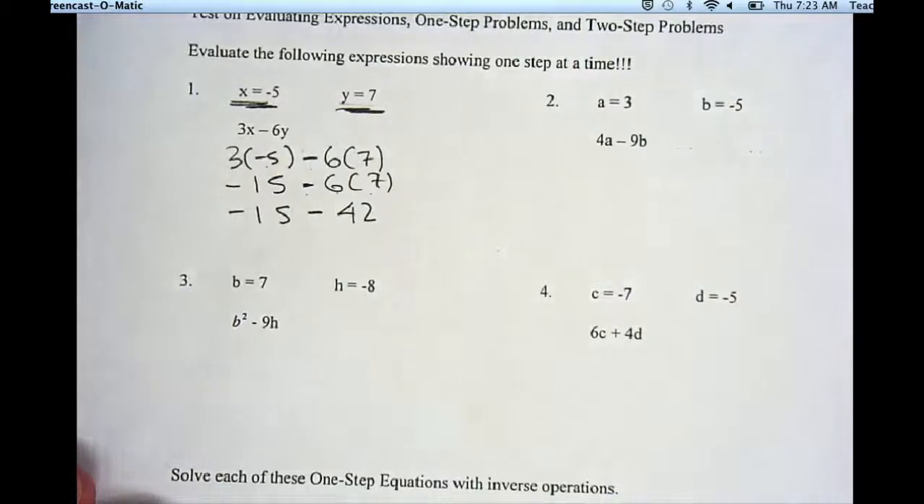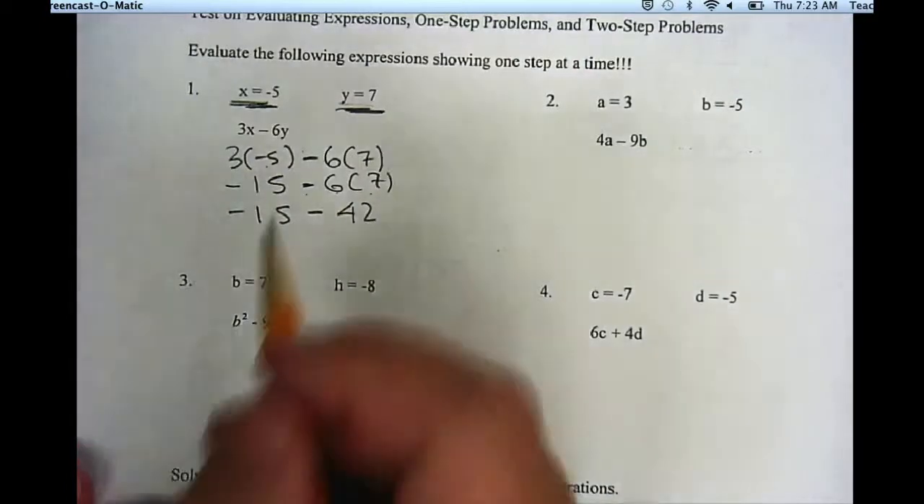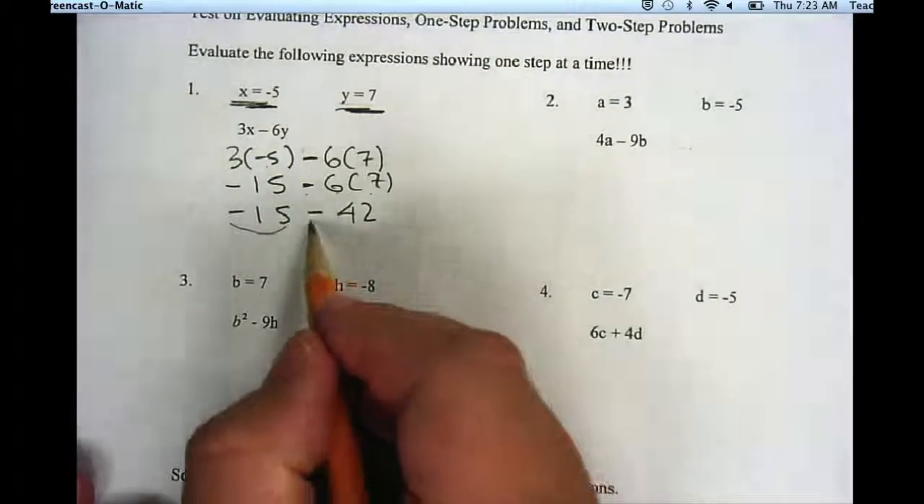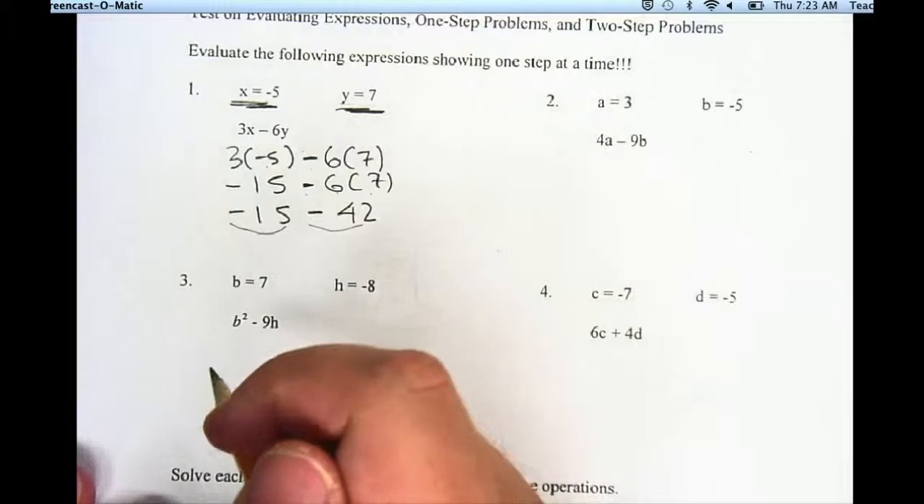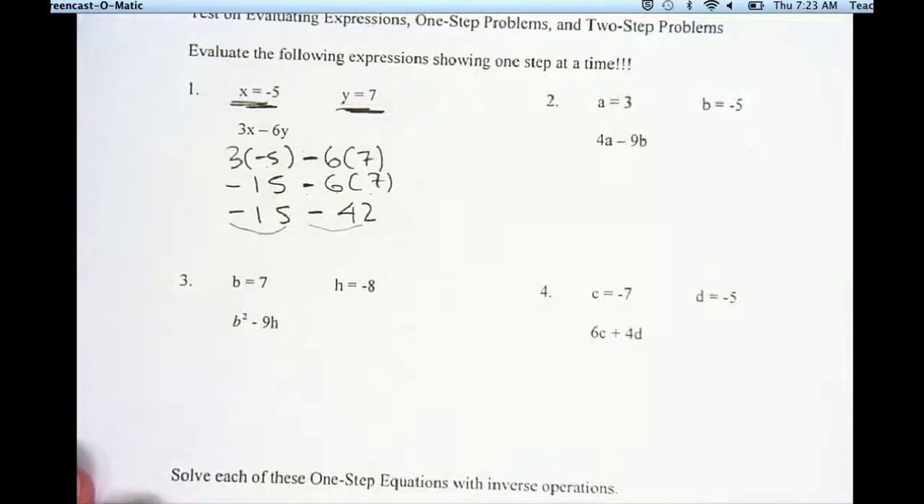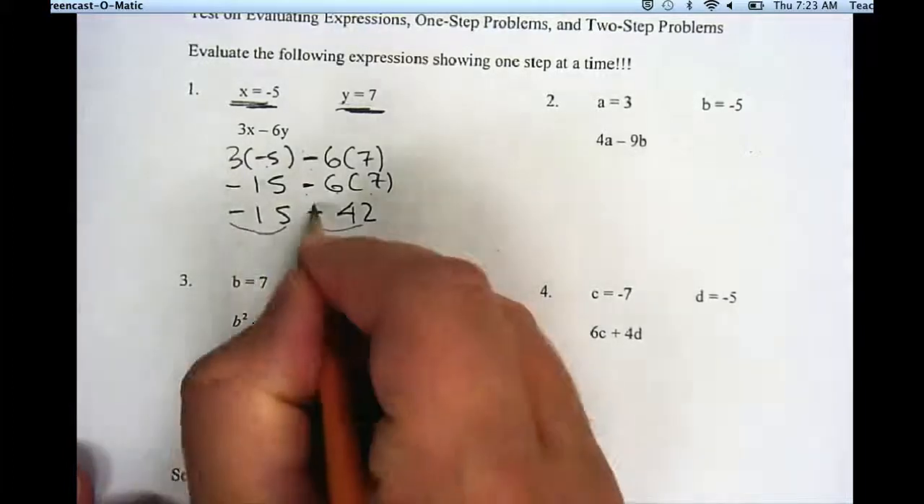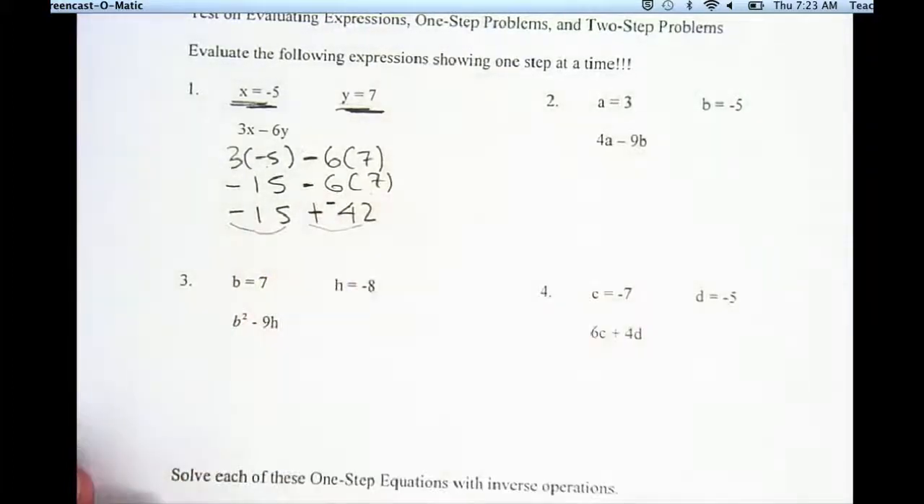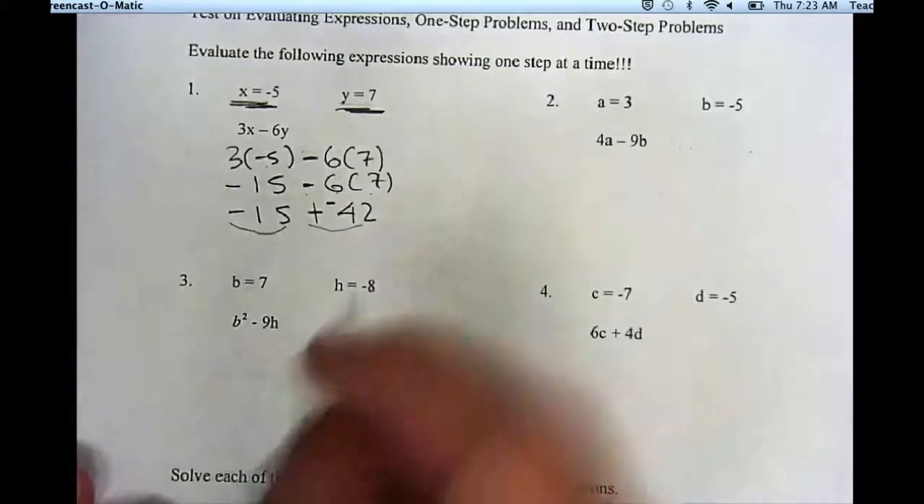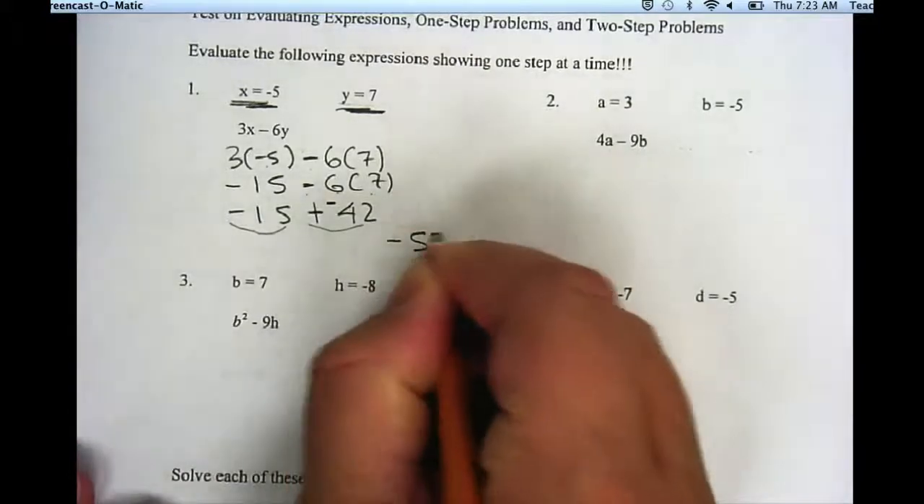It's a subtraction problem. I can do this one of two ways. I can think of this as -15 and -42 and just combine them. Or I could change the subtraction to an addition problem and I'll get the same thing. To change to addition, I just add the opposite. -15 plus -42. Now when I add two negatives, it just becomes more negative, so the answer for that one is -57.